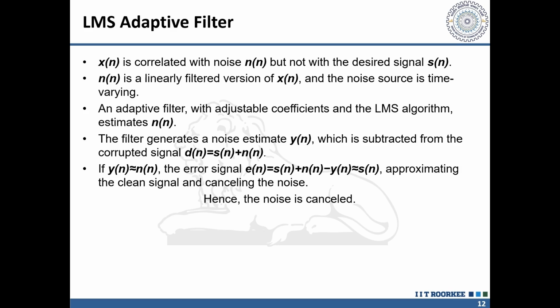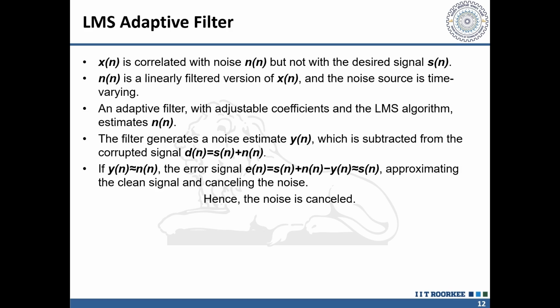When the noise estimate equals or approximates the noise n(n) in the corrupted signal, that is, y(n) is approximately equal to n(n), the error signal e(n), which is equal to d(n) minus y(n), will approximately equal s(n), which approximates the clean speech signal s(n). Hence, we have cancelled the noise.